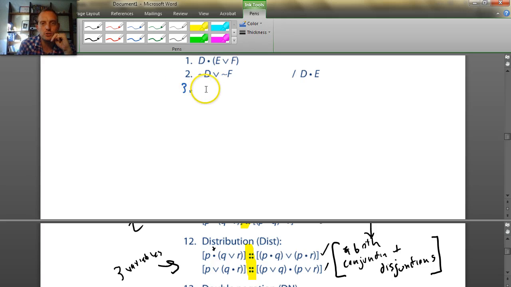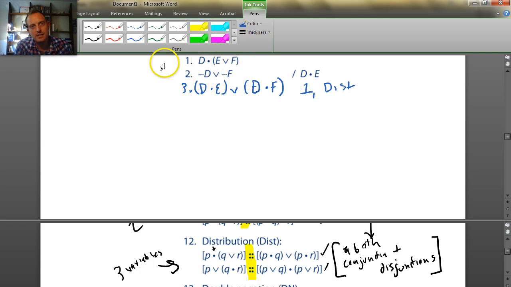Let's do a distribution. So how do we do it here? Remember, it says if I have P and Q or R, then I can say I have P and Q or P and R. So that's going to be D and E or D and F. Okay? And that's line 1, distribution. You can see here, all I've done is I've just replaced these by moving around the parentheses and using this rule here. Okay, so let's go back up here.